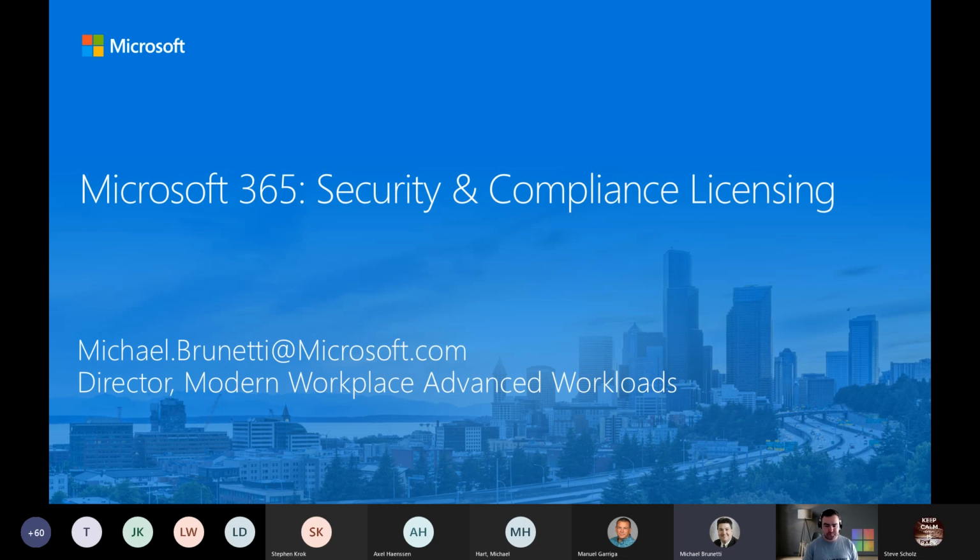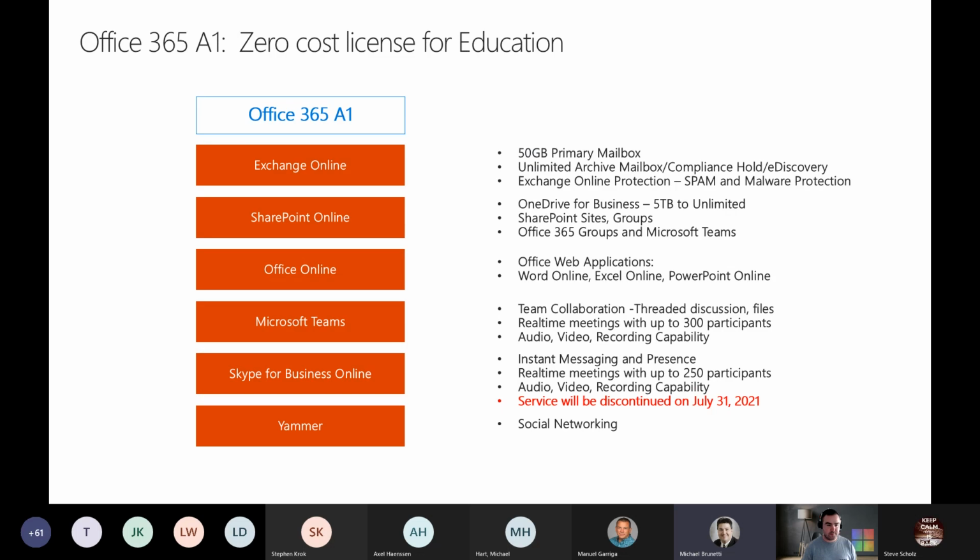And I'm going to start first and foremost with Office 365 A1. So Office 365 A1 is a zero-cost license for education customers, and it has the core collaboration workloads in Microsoft 365, meaning Exchange Online, SharePoint Online, Office Online, etc., including Teams. As a note here, notice that Skype for Business Online, that service is going to be discontinued this year. So if you haven't moved over to Teams, definitely take that opportunity to get going there.